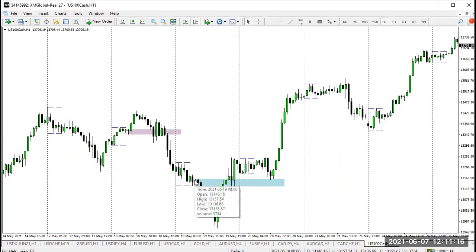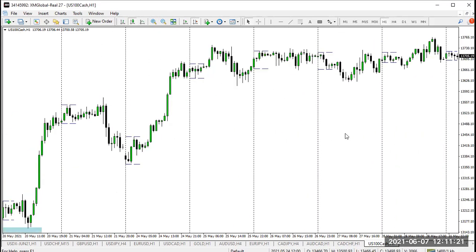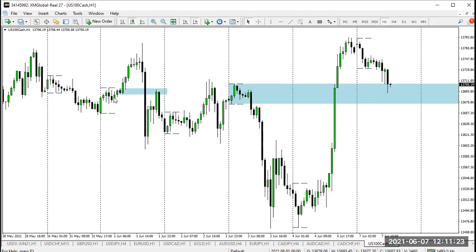Also, this one worked. This is a breaker block here, return to breaker here, in and out. You would have bought here. And I think those are the only examples. Oh, there's this one here from last week.